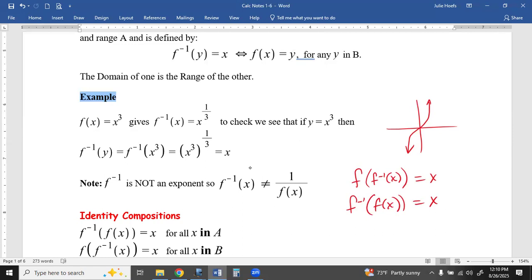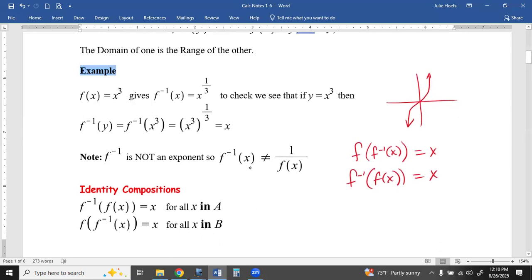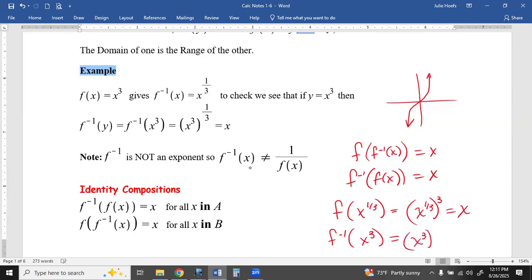Trying that out with x cubed and the inverse being this, let's try that out. So it would be f of x to the 1/3, right? Which means we would say that is x to the 1/3 to the third. Well, that's x, isn't it? Because 1/3 times 3 is 1. Power to power, you multiply. And then f inverse of f of x, f inverse of x cubed: into the inverse for x, I would put x cubed. So it'd be x cubed to the 1/3, which is x.